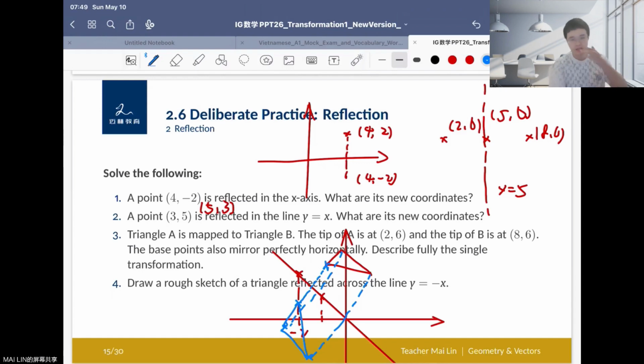So that's our lesson for today: how we can truly understand what reflection is, and how we can set and describe a reflection. They are very important for you to understand. So that's for today's lesson.